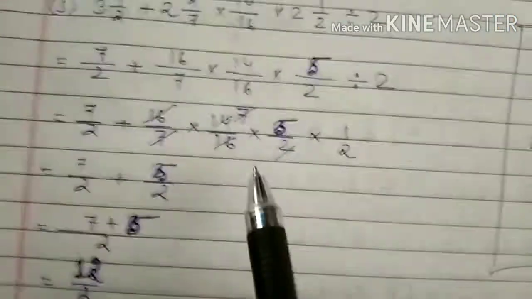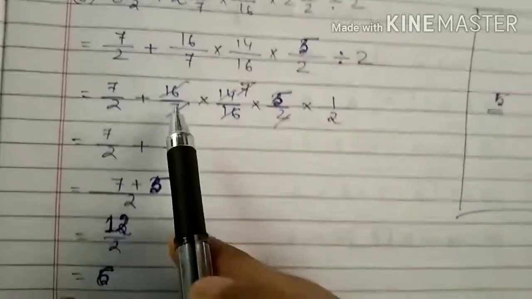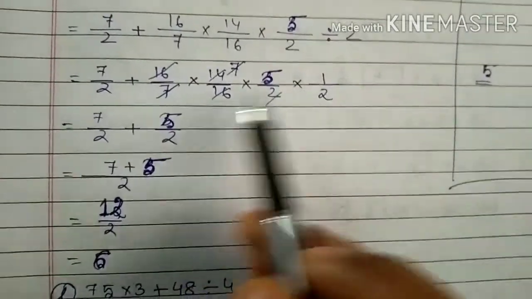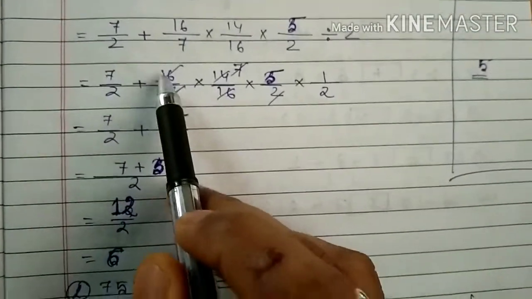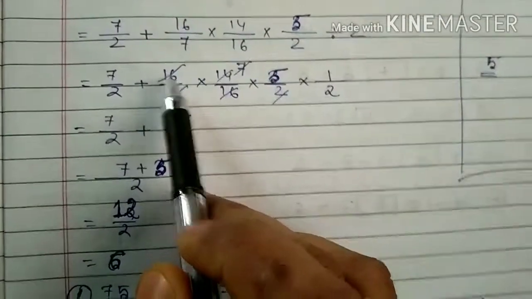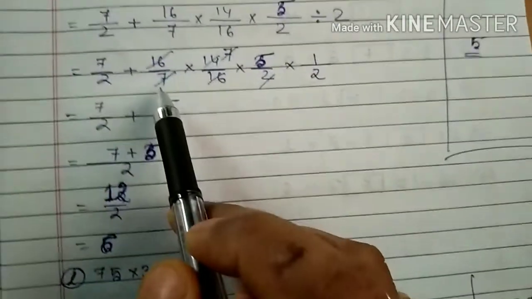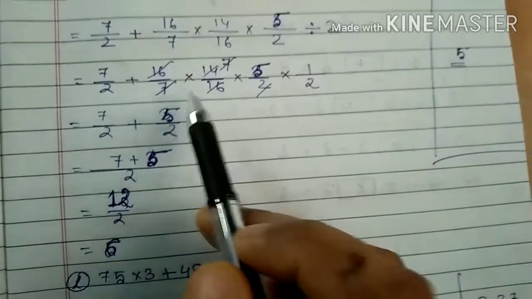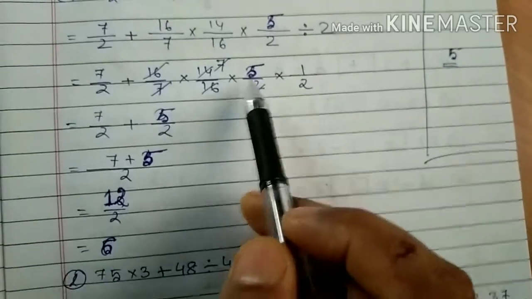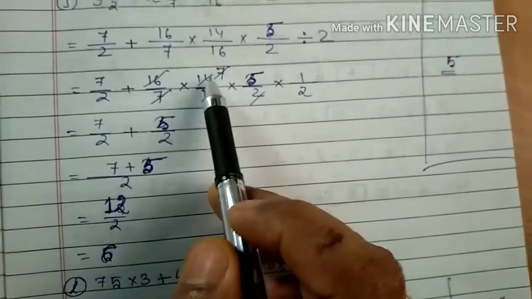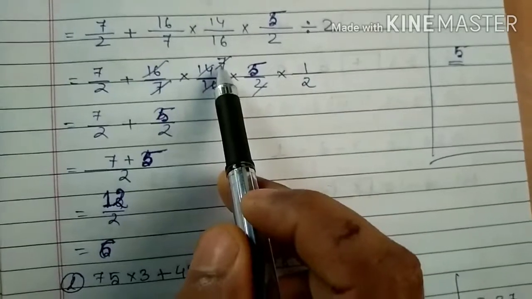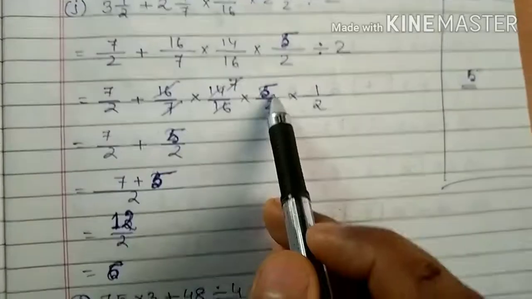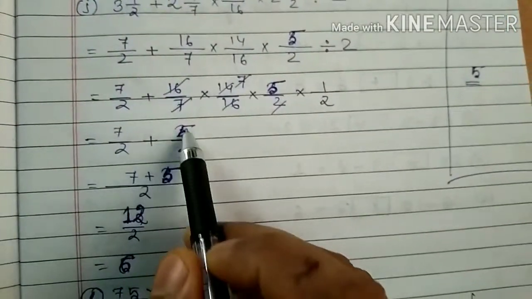Now you see, if the same number is there in the denominator and numerator, multiplied together, you can cancel out. Now you see 16 is there, here also 16 is there. It is numerator, it is denominator, so you can cancel this. Next, this 14 is divisible by 2, therefore if you divide 14 by 2 you will get 7. Next, this 7 is cancelled with this 7. So finally what is the remaining part? That is 5 by 2. So 7 by 2 plus 5 by 2.